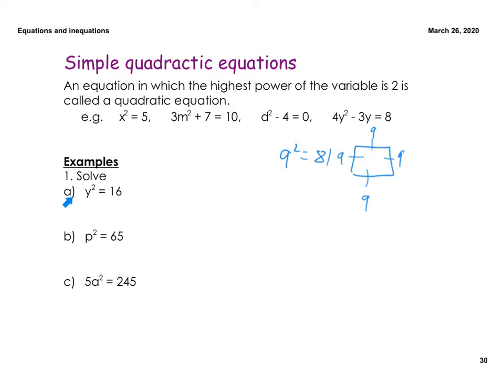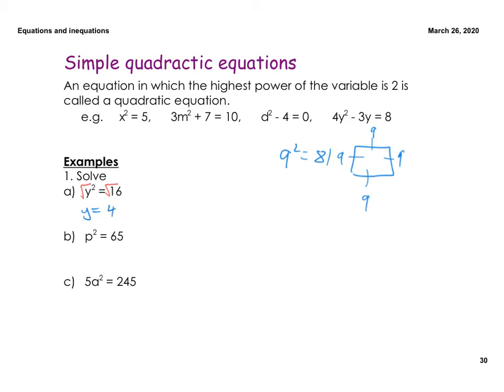So question 1a, solve y squared equals 16. Well, to get y by itself, we have to get rid of that squared. And the opposite of square is to square roots. So y, let's just write this down, so square root, both of them. Y equals, now what's square root of 16? Of course that is 4.